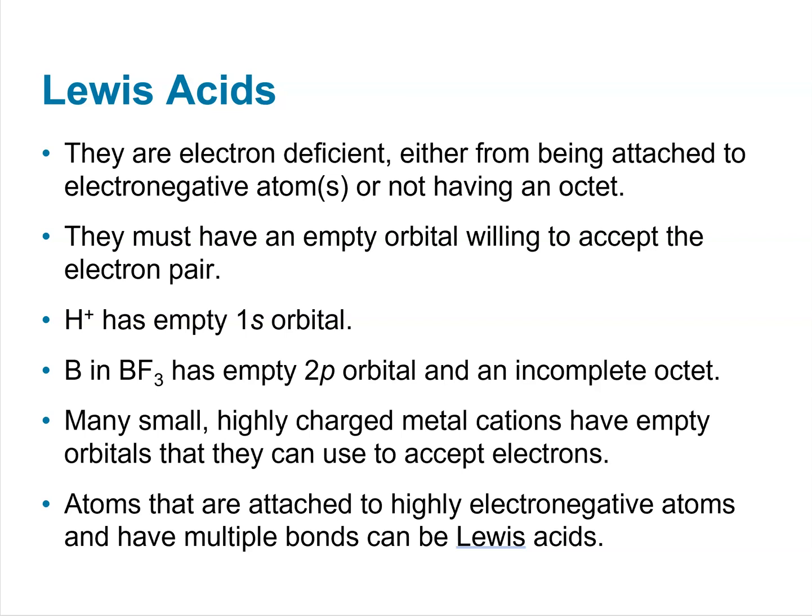They need to have an empty orbital so they have room to accept a lone pair. That's another really important criterion, because if they don't have available orbitals, they can't just take on extra electrons someplace.